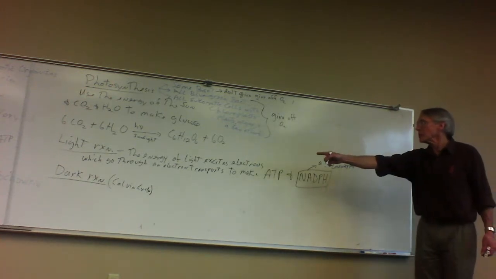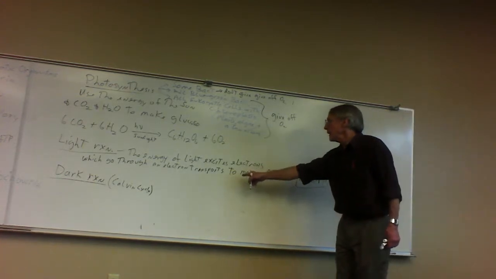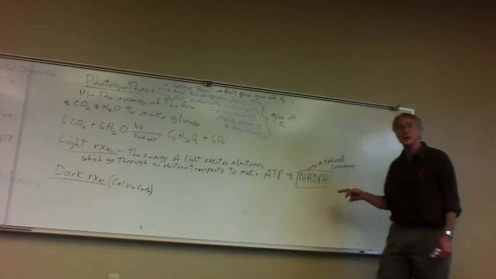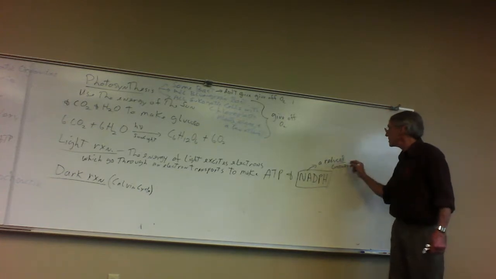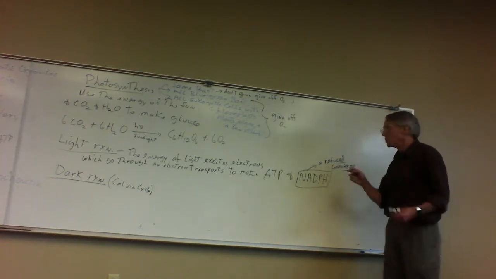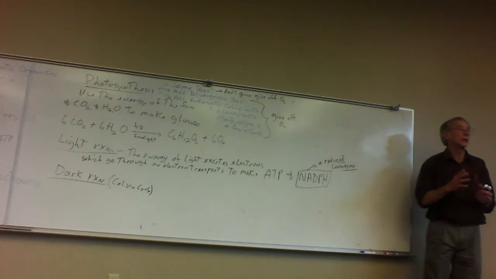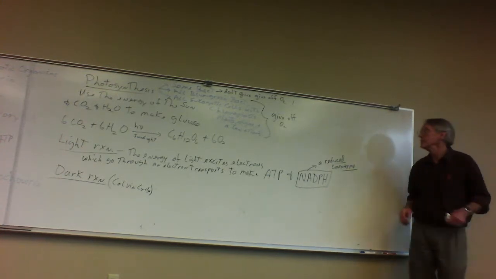Light reaction. What we're doing, we're getting excited electrons and we make ATP and this reduced coenzyme. I mean, just think of it as a reduced coenzyme. It's going to allow us to reduce some molecules of the oxidant.